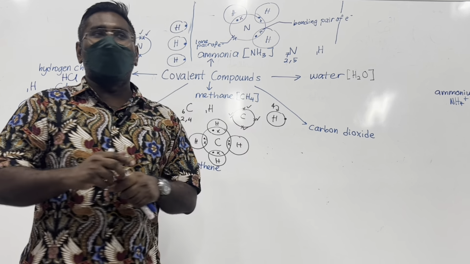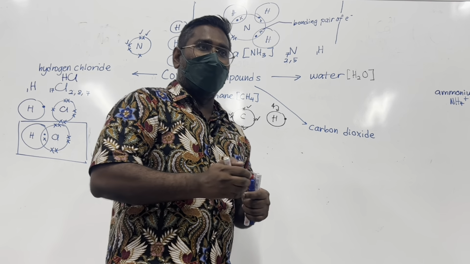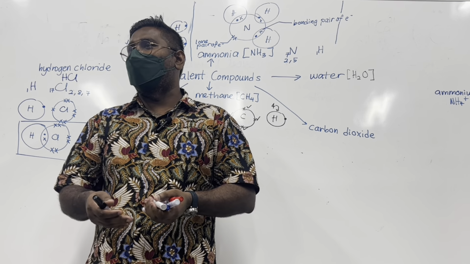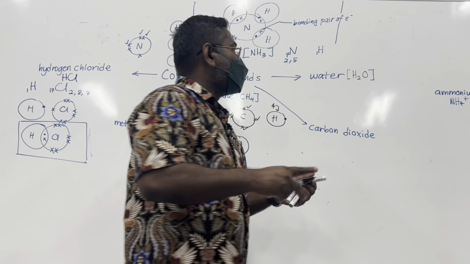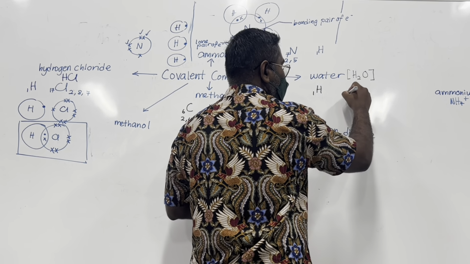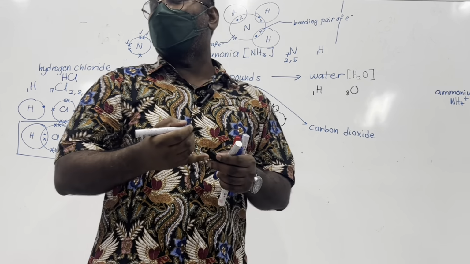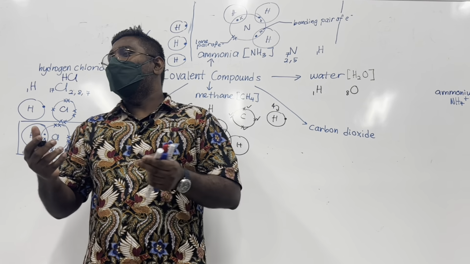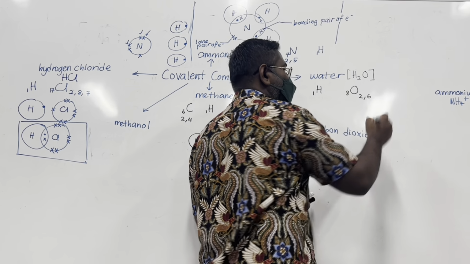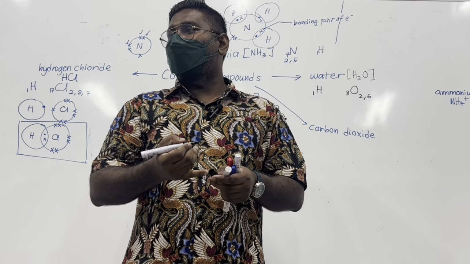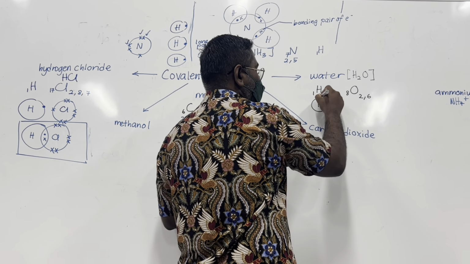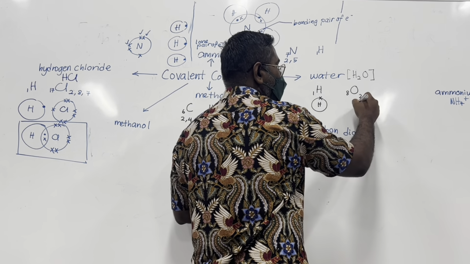Now coming back to here, water is a covalent compound. How do I know? Hydrogen is non-metal, oxygen is non-metal. So here, I know that hydrogen is 1. Oxygen, if I look at my periodic table, is 8. So it will come under group 6, so 2, 6. 6 valence electrons. So if I draw, hydrogen is going to be 1.